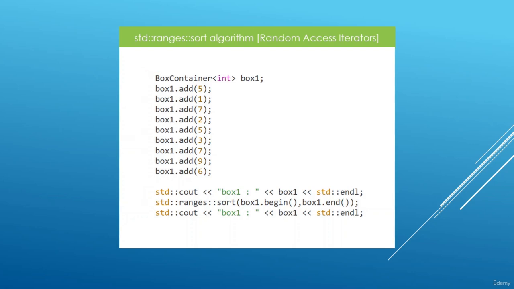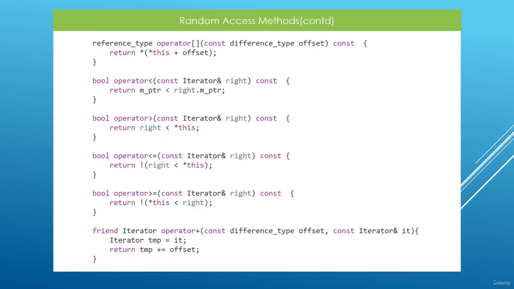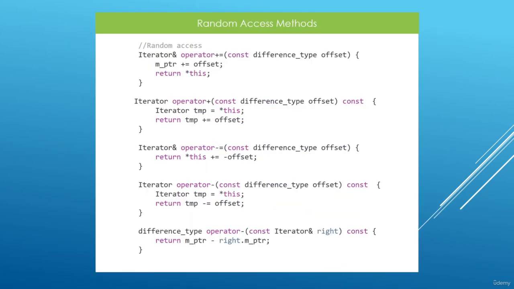The sort algorithm needs a random access iterator. And for an iterator to have random access capabilities, it needs a bunch of methods, and these are the methods you see here. We need a plus equals method, which is going to move us to the next slot by using an offset. For example, we can take an iterator and add a 5, and that's going to move us 5 slots ahead. We need a plus operator, we need a plus equals operator, we need a minus operator, which is going to subtract from another iterator.